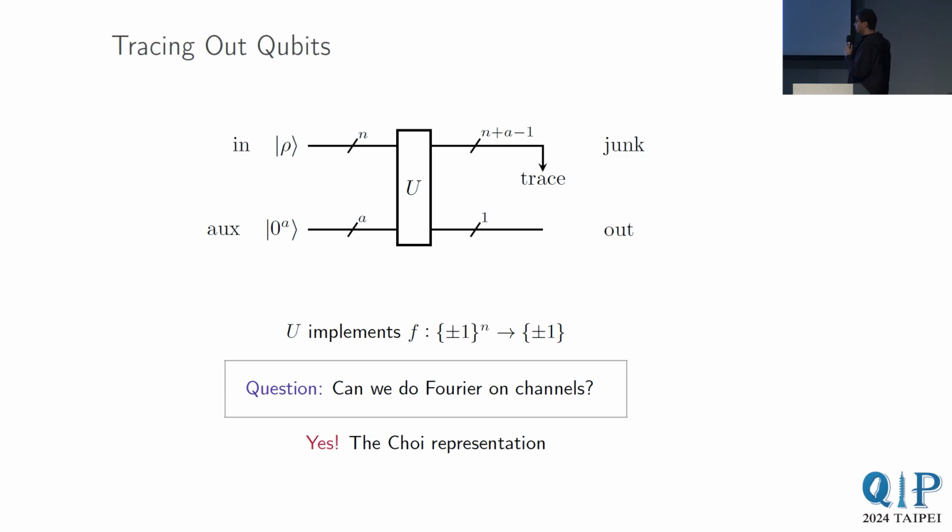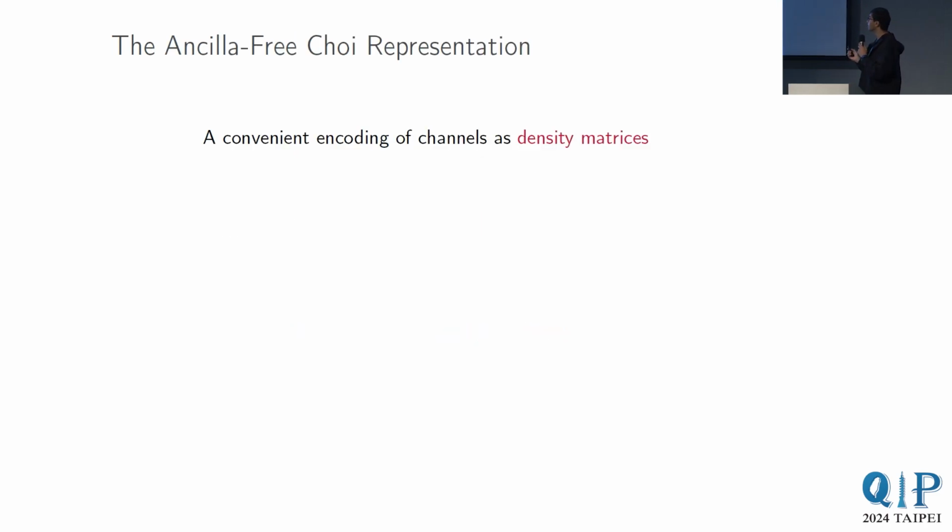And it turns out we can do this, and the way to do this is to use the so-called Choi representation. So let me tell you what that is. The Choi representation is just a convenient encoding of a channel as a density matrix. So for now, just pretend there's no ancillas. I'll come back to ancillas in just a minute.